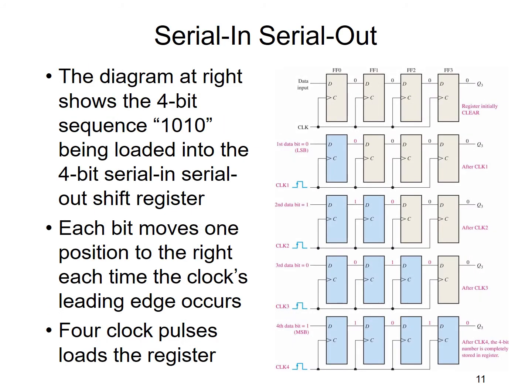Serial in, serial out. The diagram at right shows the 4-bit sequence 1010 being loaded into the 4-bit serial in, serial out shift register. Each bit moves one position to the right each time the clock's leading edge occurs. 4 clock pulses load the register.